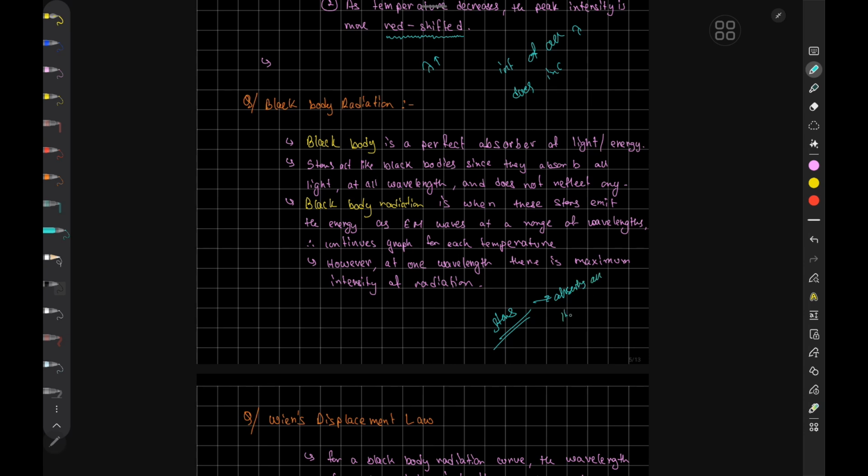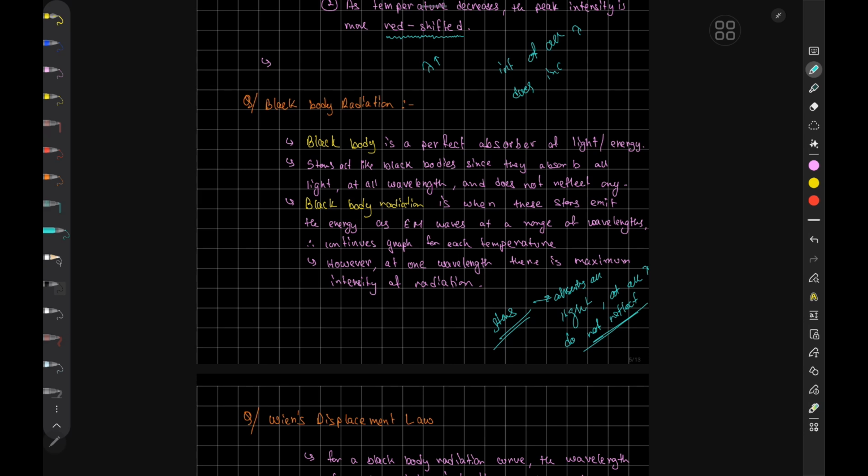Absorbs all light, right? That is at all wavelengths, and does not reflect. This last phrase, that they do not reflect, is very important for a black body. They need to be able to absorb everything. That means they are black bodies because they are absorbing everything.